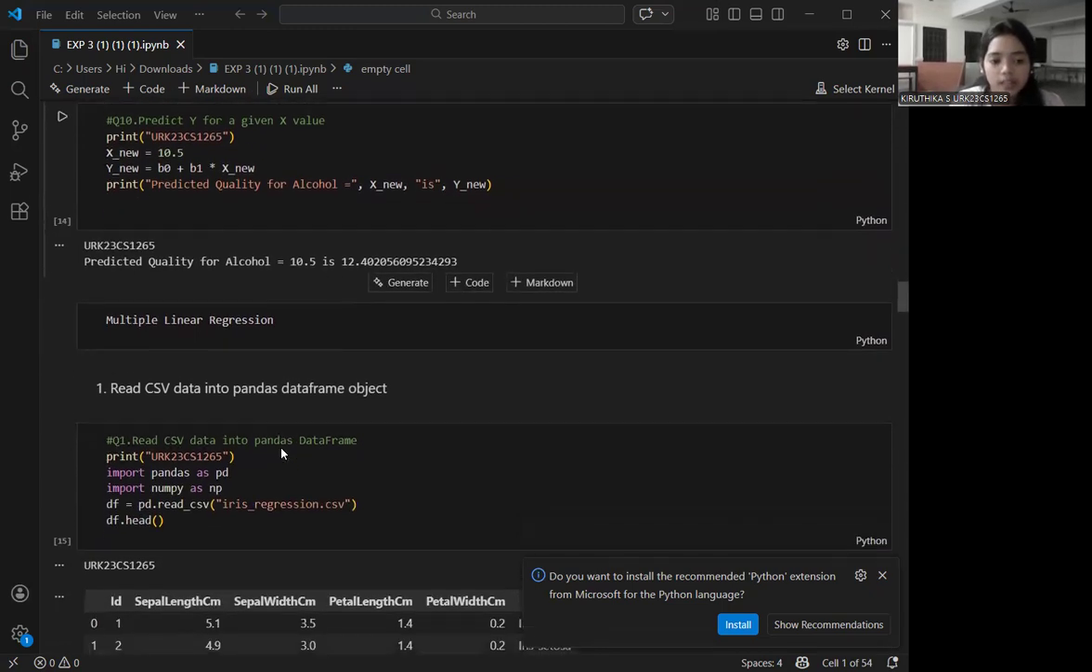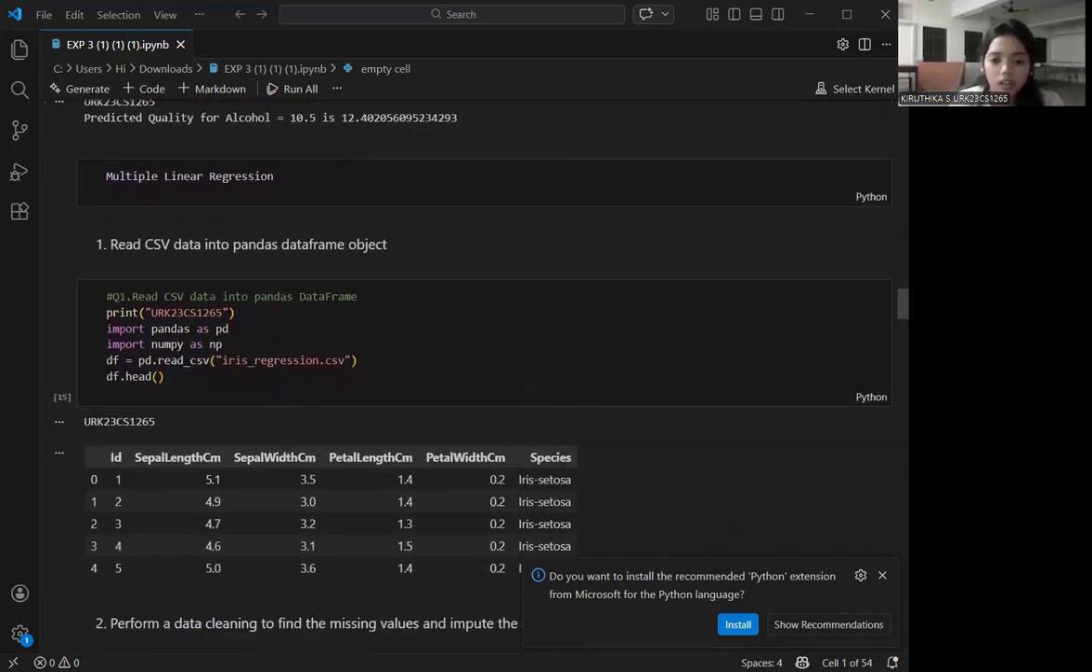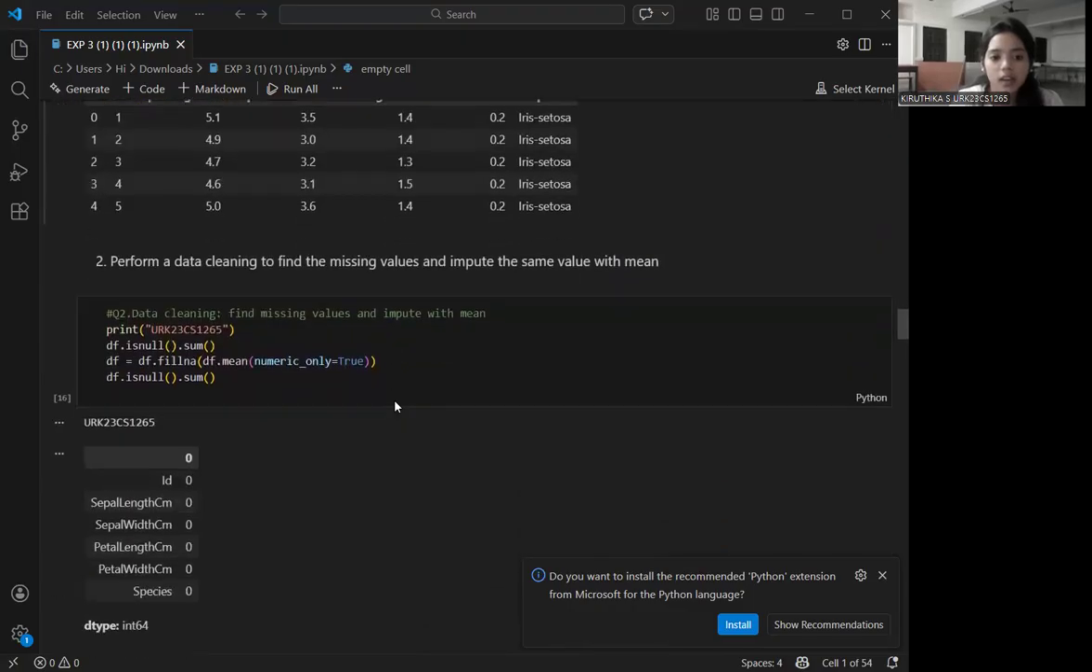And the next one is multiple linear regression. First, we have to read the data set. Same as before, we loaded the data set using pandas, and I have used the iris regression.csv data set. And the second one is the data cleaning process. We remove missing values using mean imputation.